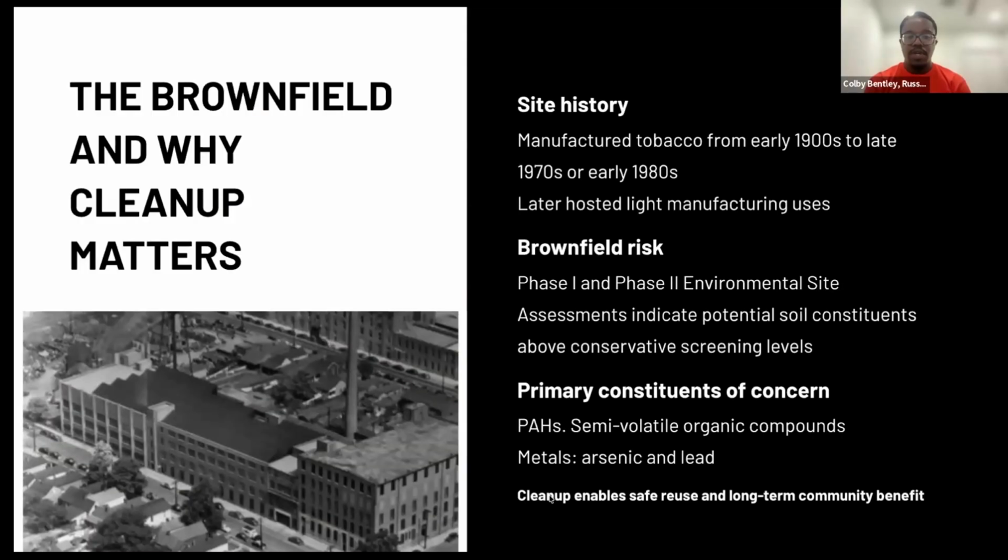So here's a little history on the site. The site has a long industrial history. It was used for tobacco manufacturing and later for light industrial uses. Environmental assessments identified soil concerns, including PAHs, arsenic, and also lead. So that means that the cleanup is key. It is the unlock. It makes the site safe, usable, and ready to return to the community.